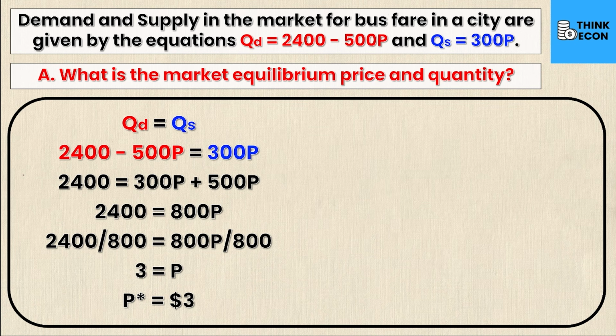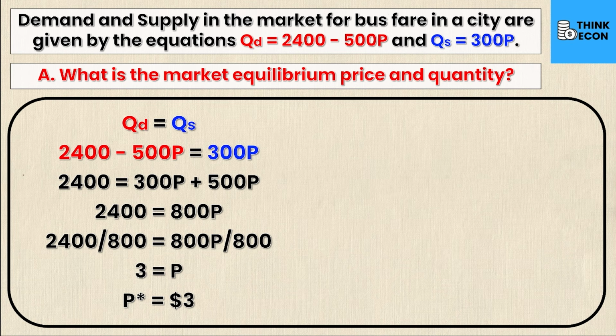But what do I do with p star to get q star? Well, I can sub it into either the QS or the QD equation. It doesn't actually matter which one. And just to show you that it doesn't matter, I will actually sub it into both and show you that it gets the same answer either way. So it really doesn't matter if you sub it into quantity demanded or quantity supplied.